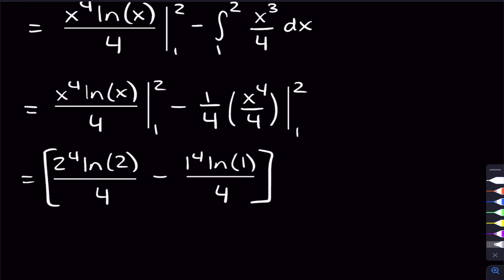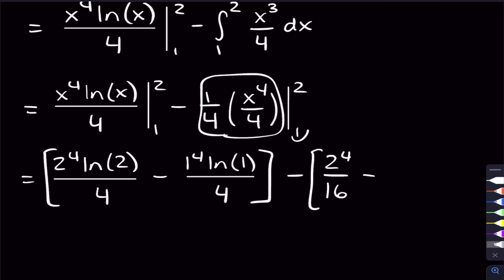Then we have minus this expression with a 2 plugged in, which will be a 2 to the 4th over 4 times 4, that's 16. And that'll be minus this expression with a 1 plugged in. So that'll give us a 1 to the 4th over 16.